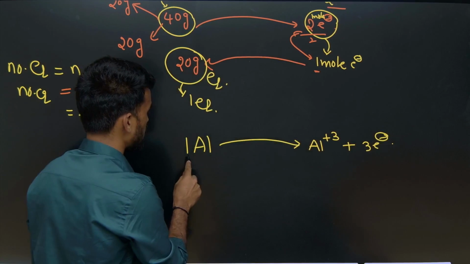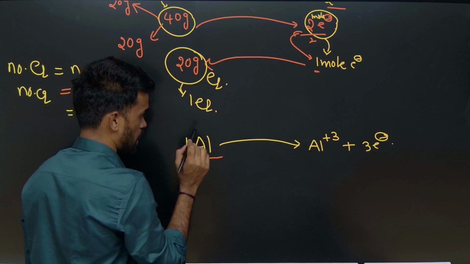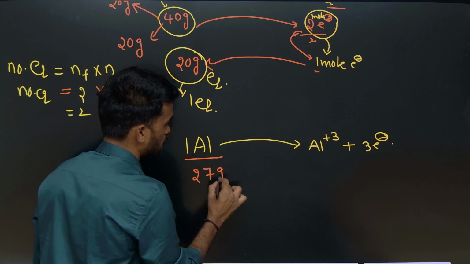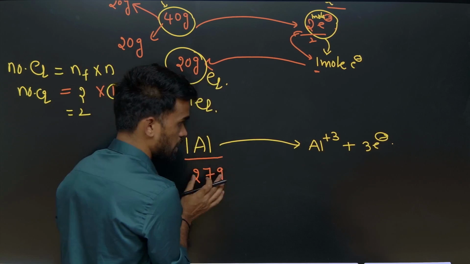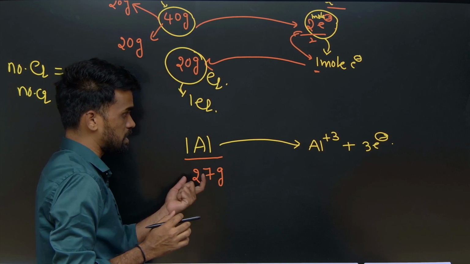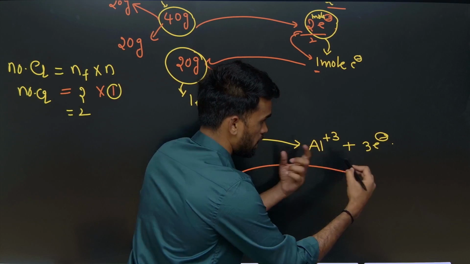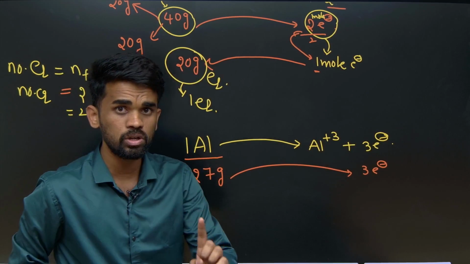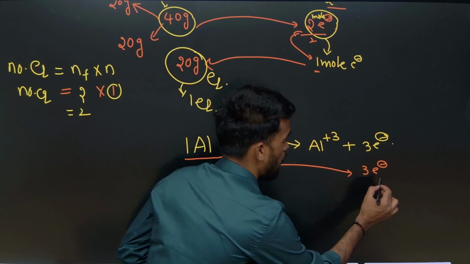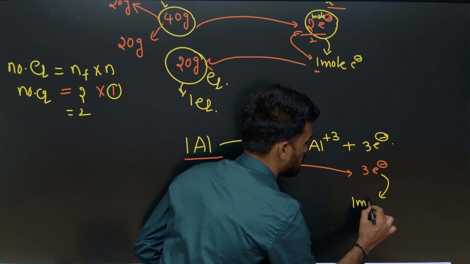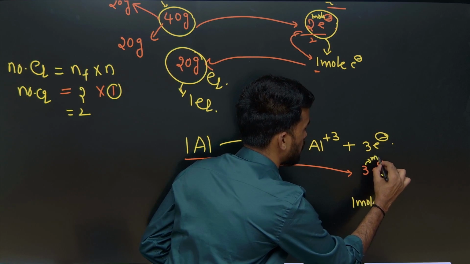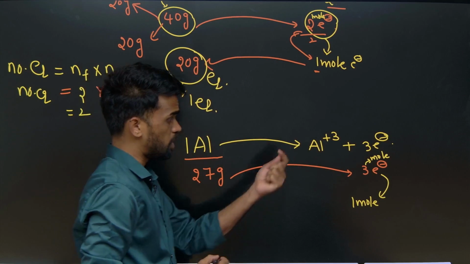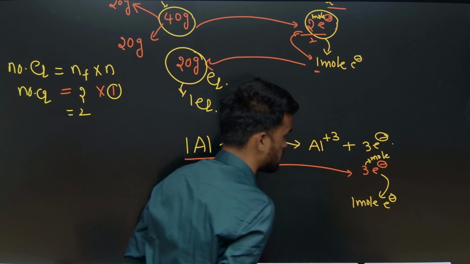Okay, so if I say 1 mole aluminum, what is its molecular weight? 27 grams, right? So in order to involve 27 grams, how many electrons are participating in the same process? 3 electrons. Now what I told you, 1 equivalent means we have to check only for 1 mole of electrons. This is for 3 moles of electrons, right? So for 3 moles of electrons, the quantity is 27 grams, but for 1 mole of electrons it should be how much?